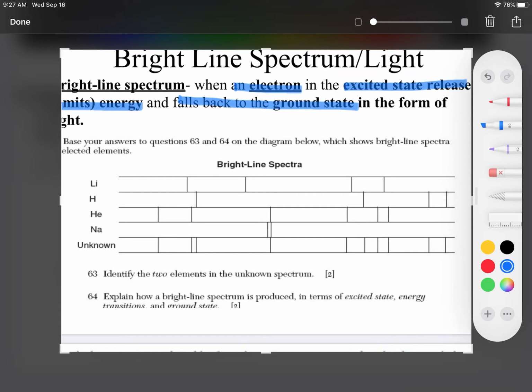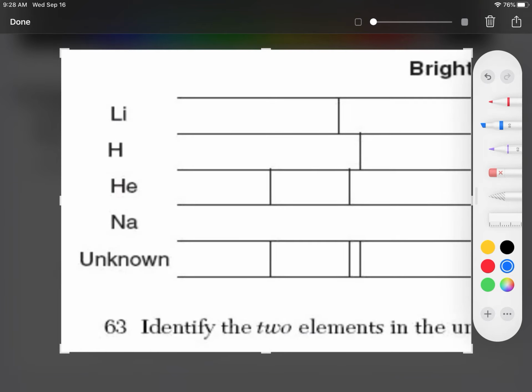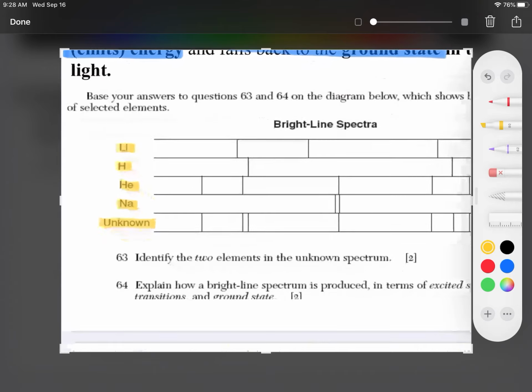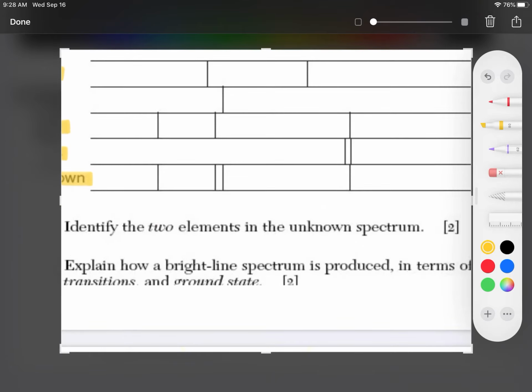Let's look at this simple question over here. You'll see what I'm talking about. Page 63, 64: diagram below, which shows bright line spectrum for selected elements. Very simple. Guys, just like all of us have our own DNA, each element has its own bright line spectra. Okay? Now, these wavelengths or spectra are shown below. We have 4 elements given over here: lithium, hydrogen, helium, sodium, and the 5th one is unknown. In other words, we don't know which one that is. So we need to figure out which elements make up that element, okay? The question 63 says, identify 2 elements in the unknown spectrum.